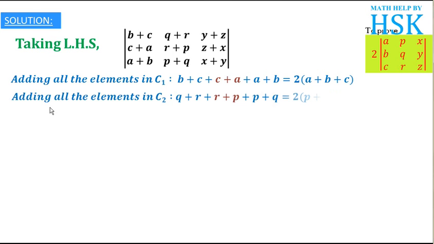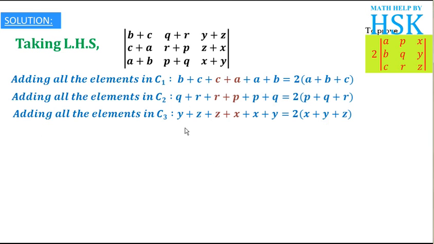Similarly, adding all the elements in C2, I am going to get q plus r, r plus p, p plus q, which is equal to twice p plus q plus r, and adding all the elements in C3, I am going to get y plus z, z plus x, x plus y, which is equal to twice x plus y plus z.